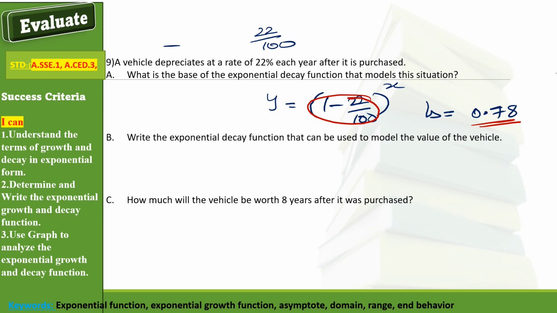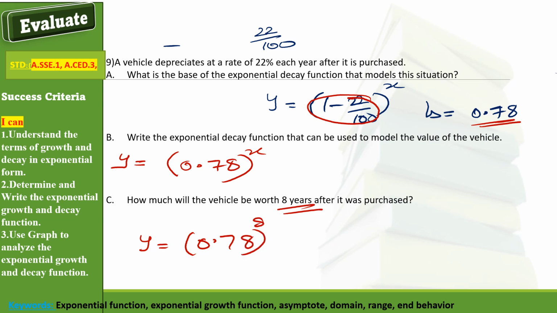Write the exponential decay function. So y equals, there is no initial value given, so just write 0.78 whole to the power of x. How much will the vehicle be worth after 8 years? So just replace x with 8 in 0.78 to the power of x and check in the calculator. You will get 0.137. Better not to sell it. There will be nothing left in this car after 10 years.